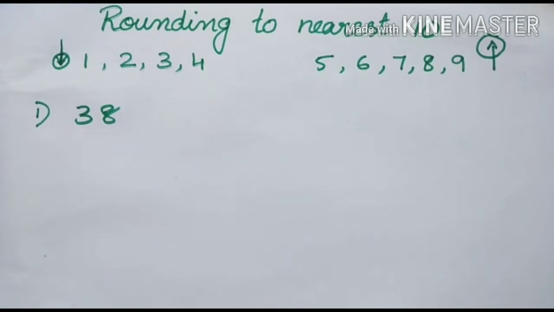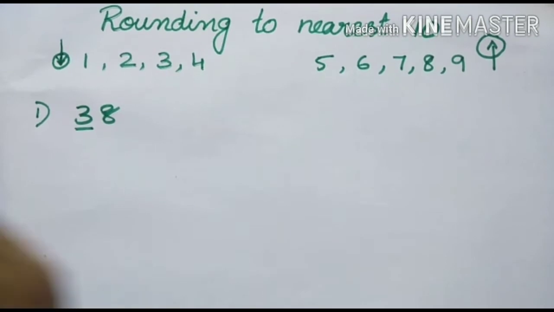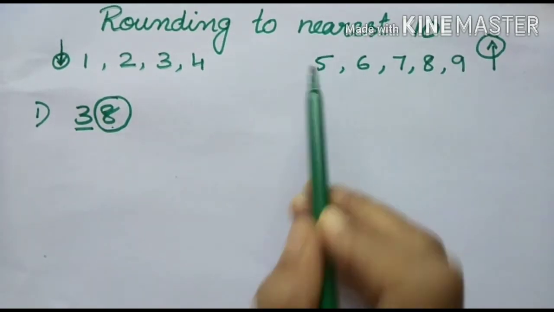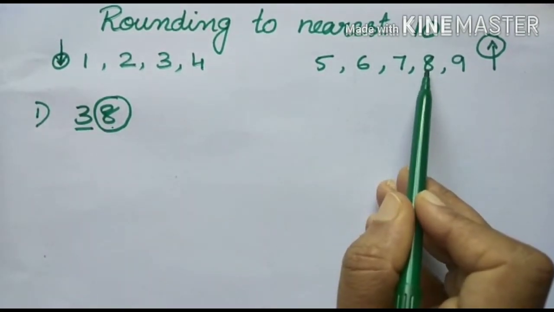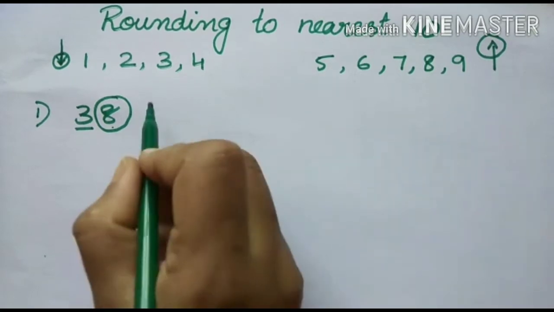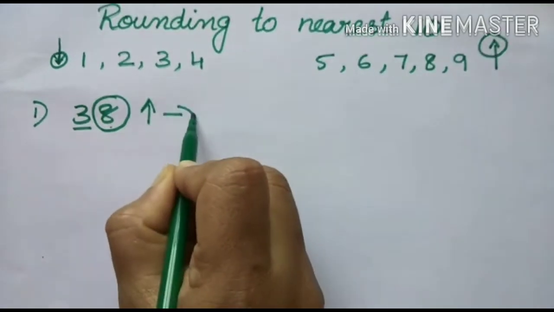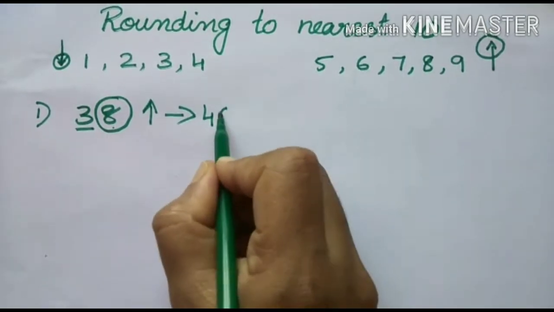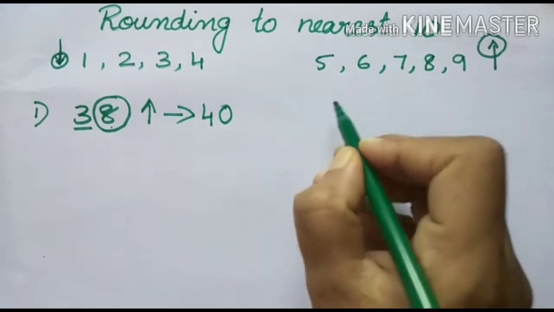38. You have to round to the nearest 10. So, underline the number in the tens place and look at the number in the ones place. If the number in the ones place is greater than or equal to 5, here it is 8, that means it is greater than 5. So, we have to round up. Round up which number? The number in the tens place. So, 3 becomes 4 and in the ones place you give 0. So, the answer is 40. One more example I will show.